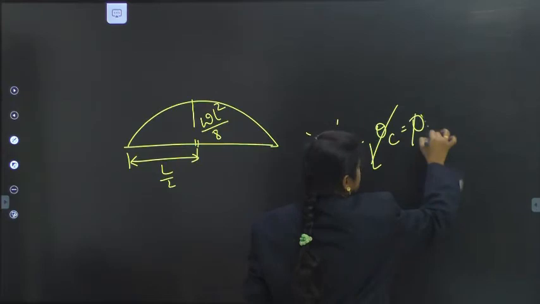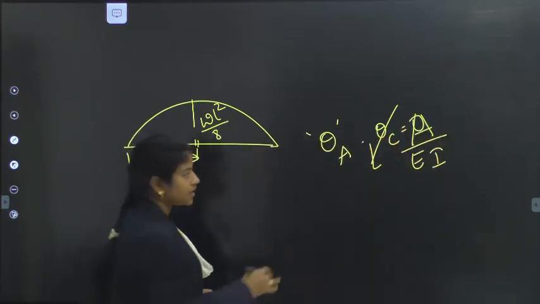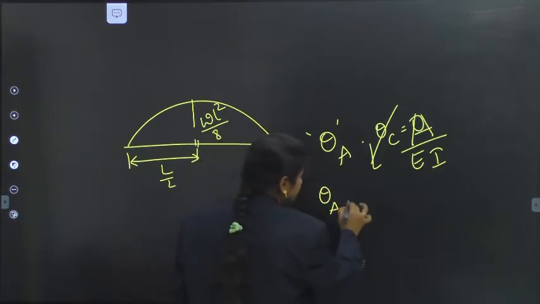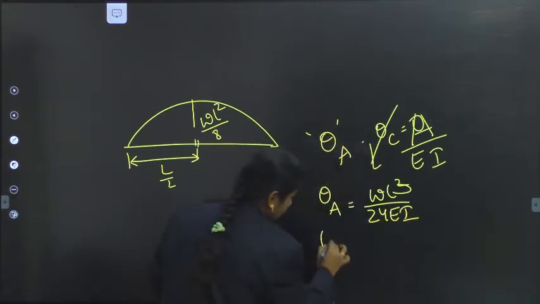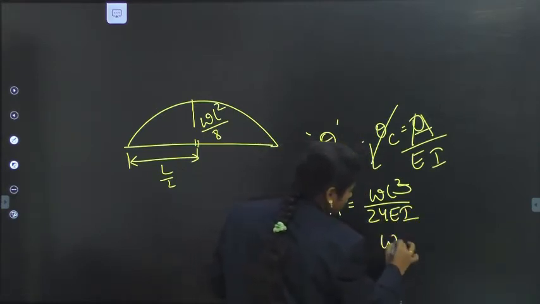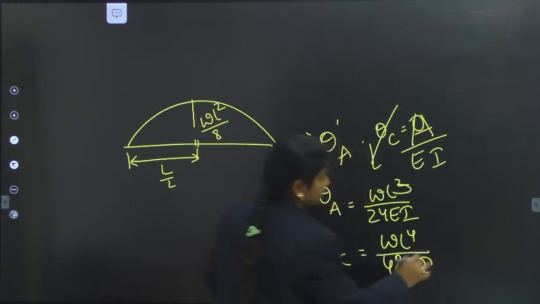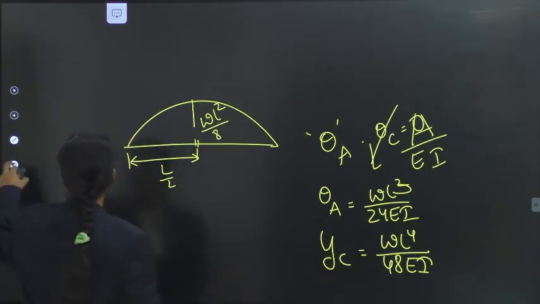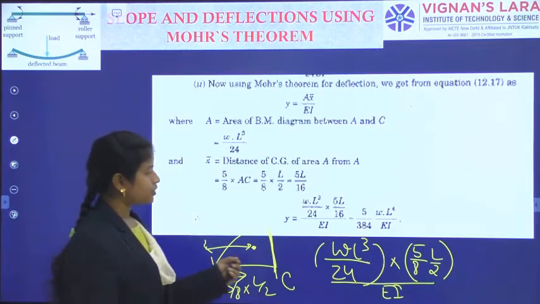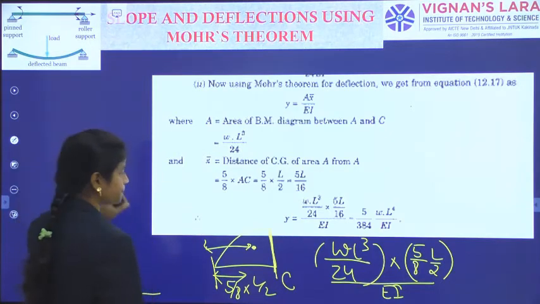So that is A over EI. Okay. So in this way we have got theta A as WL cube by 24 EI, and YC is equal to WL power 4 by 48 EI. So this is the output for the next step: WL power 4 by 384 EI. So that is simply supported with UDL over the entire length.